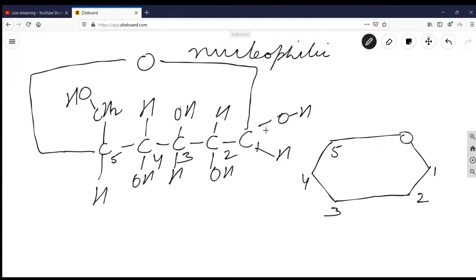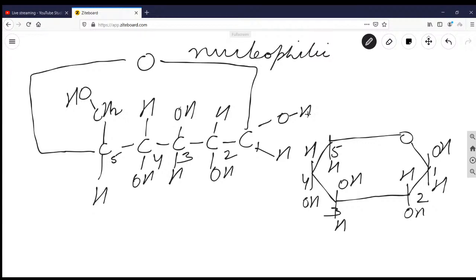Now first carbon, OH is up. That is the meaning of this side or that side. H is down, so H will be here, down. Second carbon, OH is down, H is up. Third carbon, H is down, that is why H that side. That is the significance, down or up. Then fourth carbon, OH down, H up. Fifth carbon, H down, CH2OH up. So this is known as your Haworth projection.